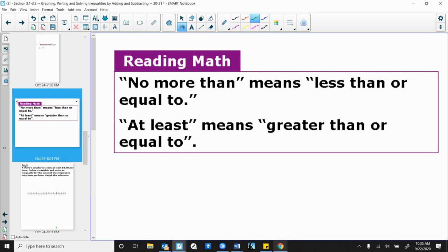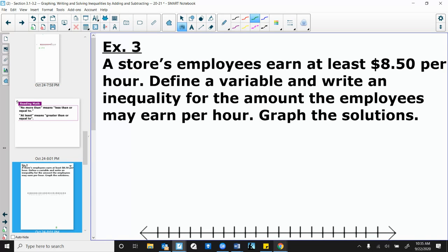Okay, so it says that a store's employees earn at least $8.50 per hour. Define a variable and write an inequality for the amount the employees may earn per hour. Graph the solution. All right, so x is our variable.